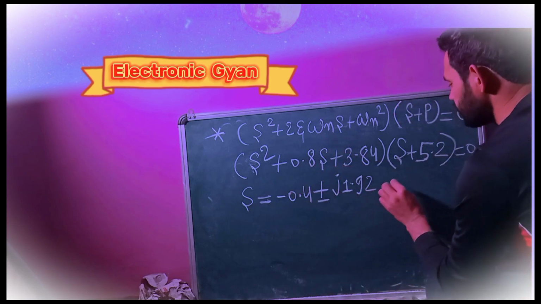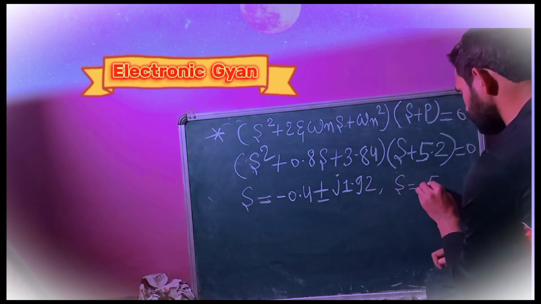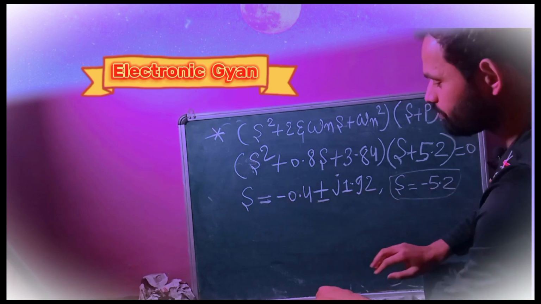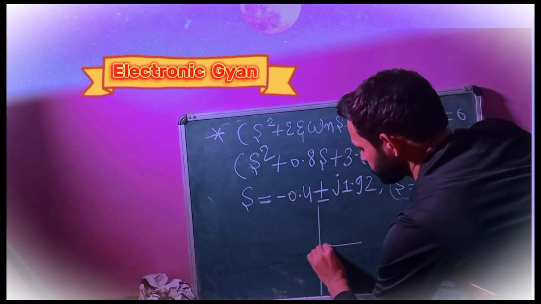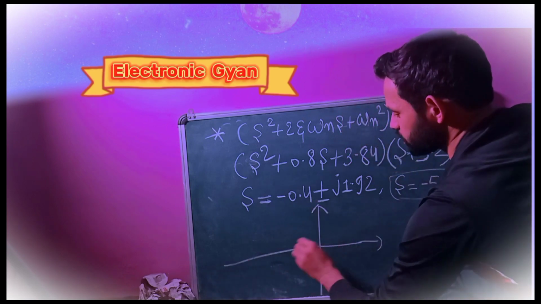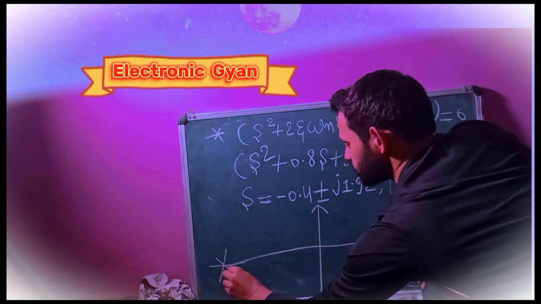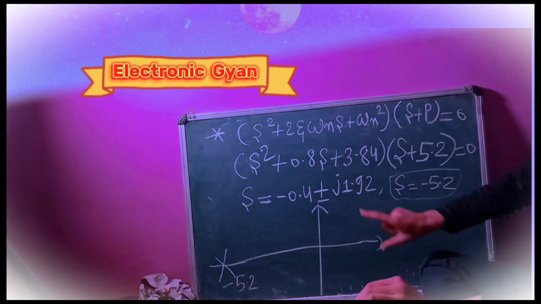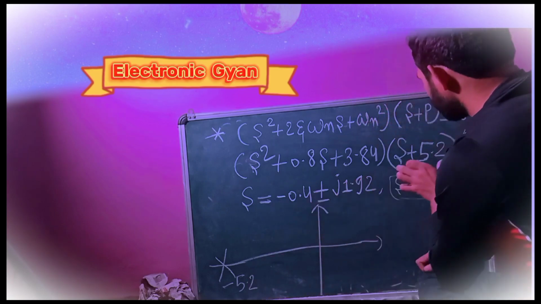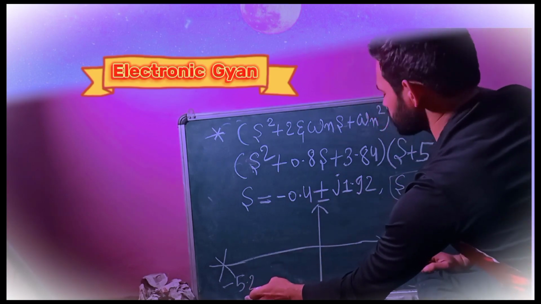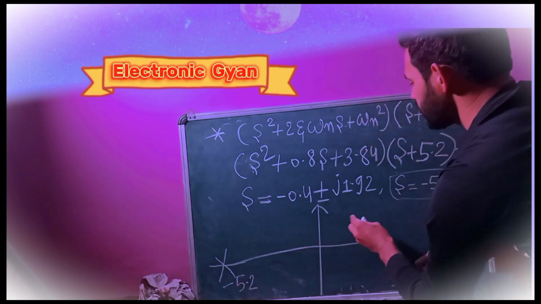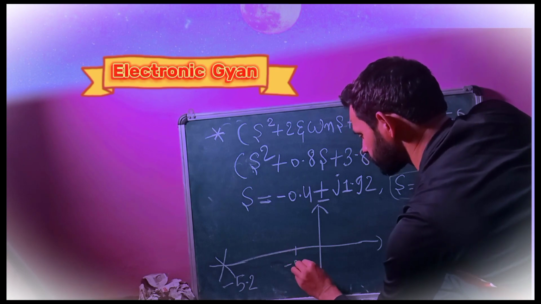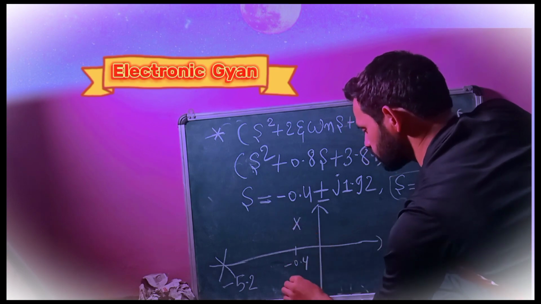And here, what is the pole? s is equal to minus 5.2. Now definitely this pole is very far away from this. Let's see the pole-zero plot. This pole is here, at minus 5.2. This is the insignificant pole at 5.2, and the dominant poles are coming here, at minus 0.4.